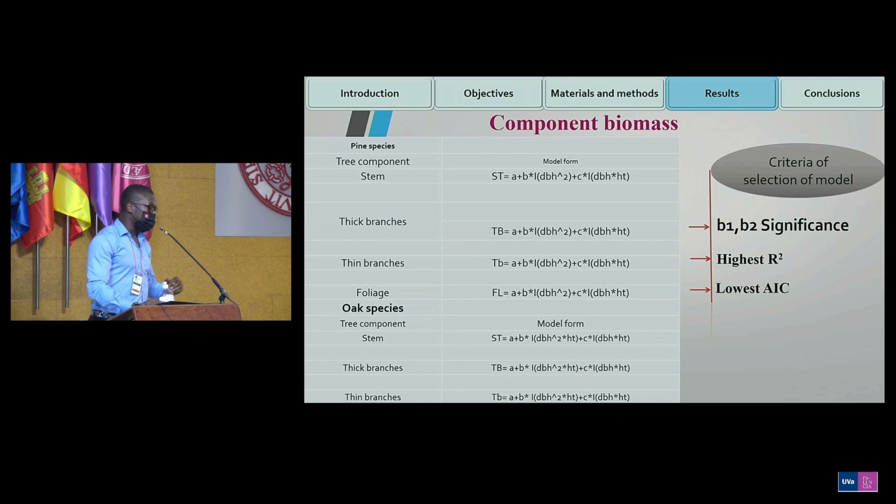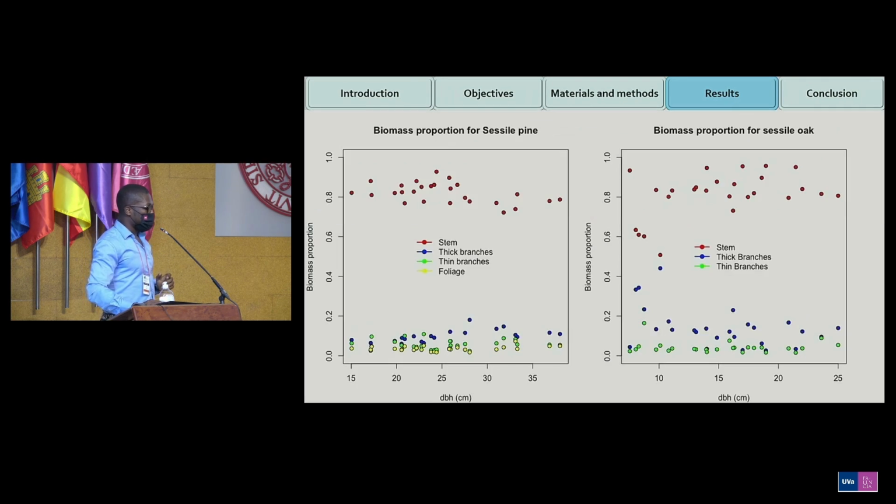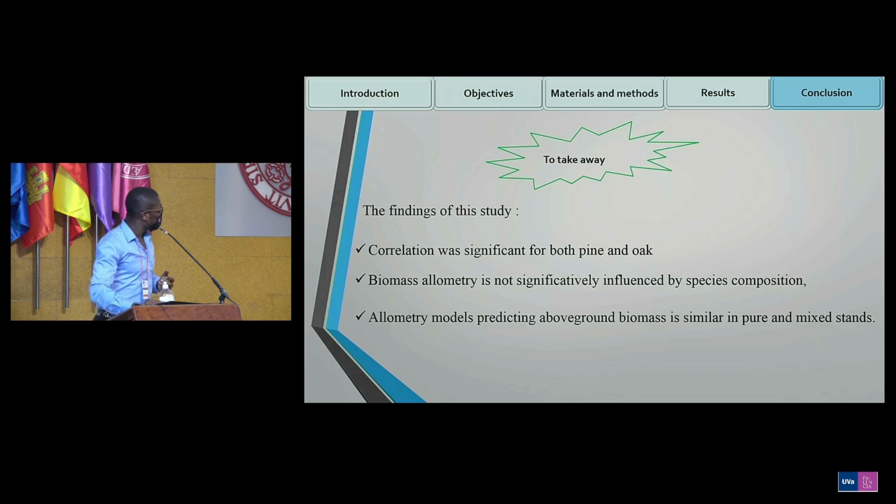For the component biomass, this is the Dirichlet predicted, which is very important. Here we could see the proportions of the biomass for the pine and the oak. For the pine, most often the stem has the highest proportion, followed by the thick branches, the thin branches, and the foliage. But for the oak, bear in mind that during the time of harvest, the oak did not have leaves. So we did not include oaks in our calculation.